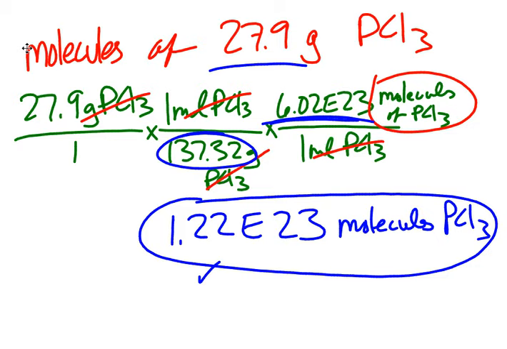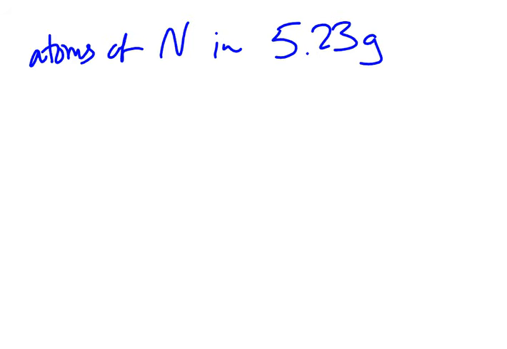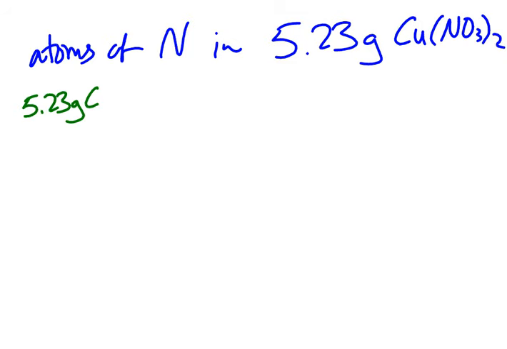All right, let's go ahead and knock one more out. I know it's a lot. Let's knock one more out. I want to know the number of, here's a good one, atoms of nitrogen in 5.23 grams of the copper 2 nitrate. This one's a little heavy, but not too bad. I'm going to start with what I'm given, and put it over 1. So 5.23 grams copper nitrate over 1.